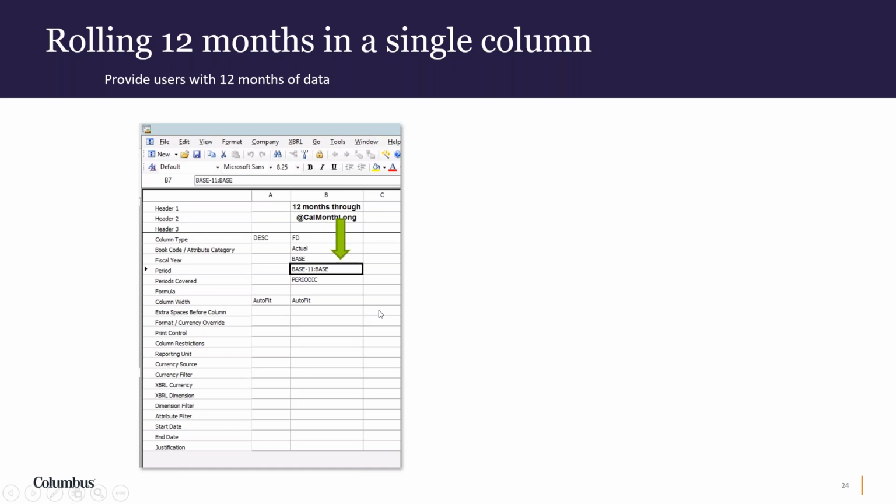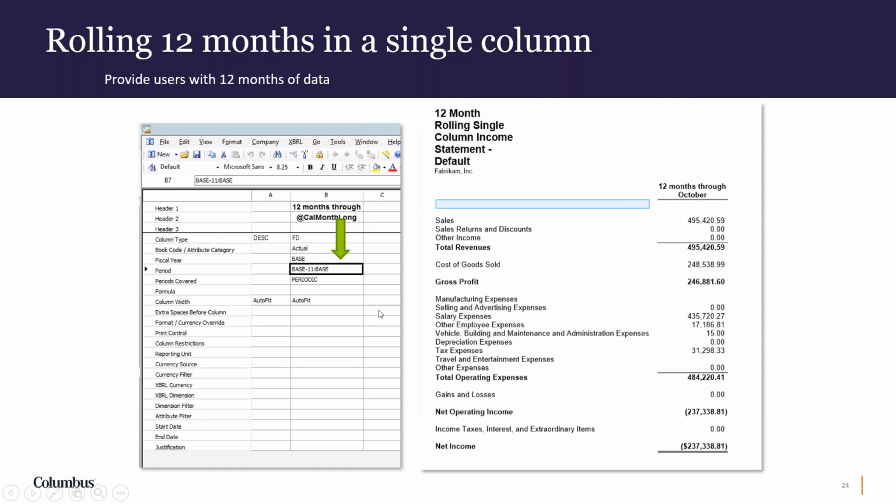So essentially, this is what your report would look like when you generate this, where you actually have 12 months of activity in a single report. So if you were doing a P&L, like I said, and you were on a fiscal year and you needed it based on a calendar year, you could still get 12 months of data in a single column.